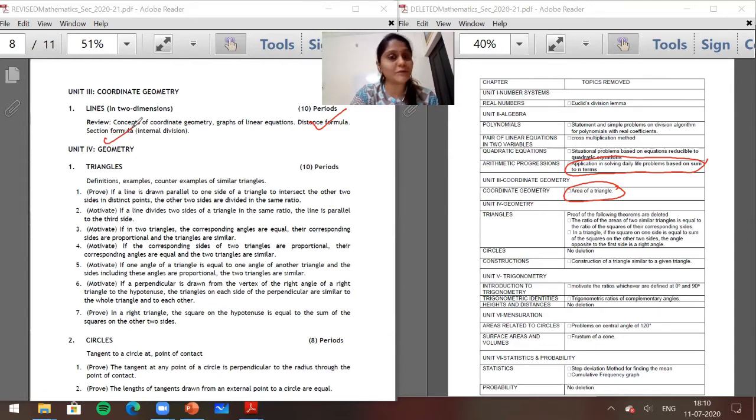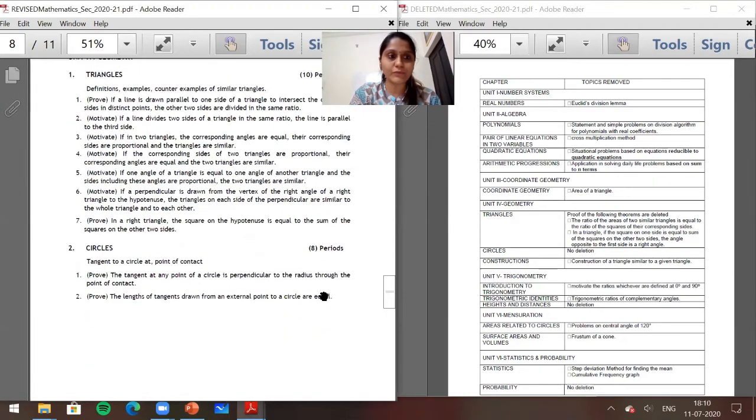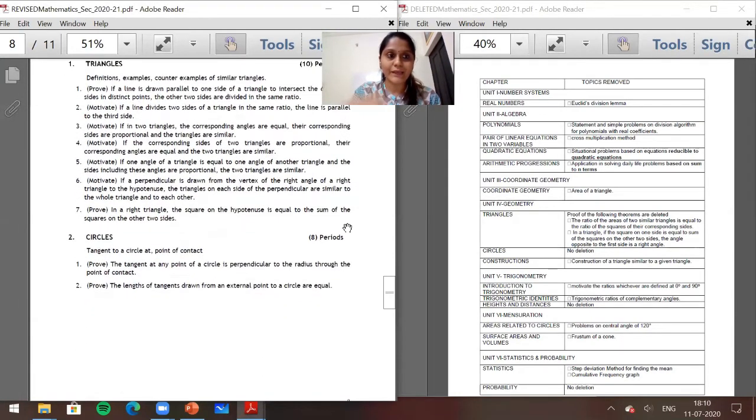60% is there, 40% is removed. Good. Okay. More good news to come further. Now, when we go to unit number 4, geometry, we have chapter number 6, triangles. So triangles, in all, initially there were 9 theorems.